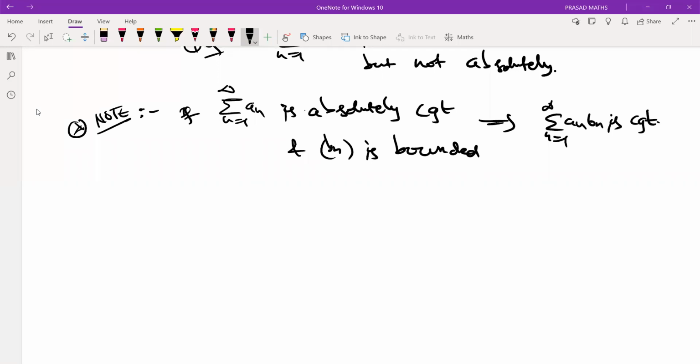Simply you can take this proof, very simple. Bounded means mod Bn is less than or equal to some M. You can multiply with it and by using the comparison test, you can get it. So this is a very powerful test to solve some problems. Suppose you take the summation n equals 1 to infinity of, let us suppose, sine n by n square. Is it absolutely convergent or not?